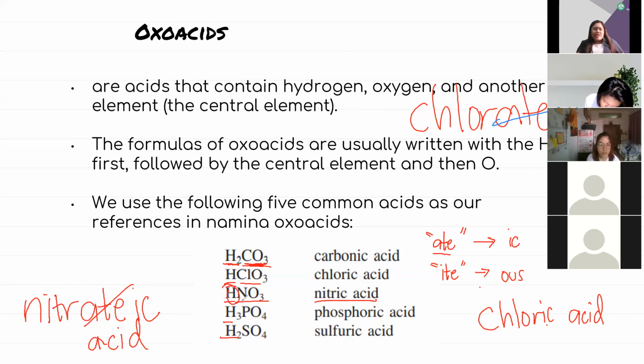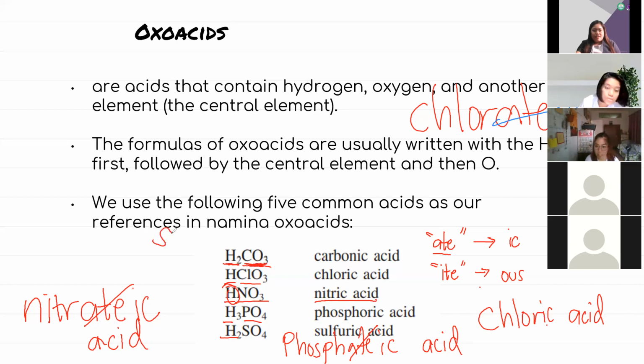The same thing with H3PO4. Di ba? Remember, PO4 is phosphate. So, get rid of the ATE. Palitan mo siya ng IC. And then, dagdagan mo ng word na acid. Kaya, H3PO4 is called phosphoric acid. Meron siyang hydrogen. And then, how about H2SO4?